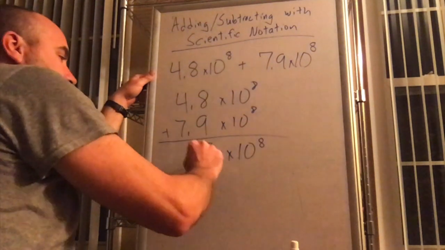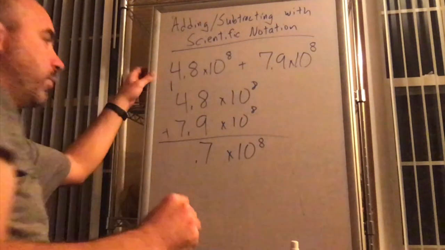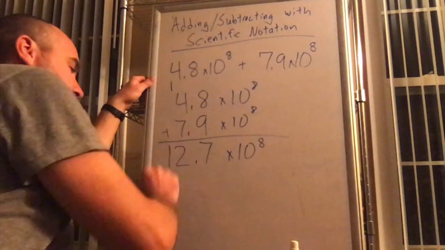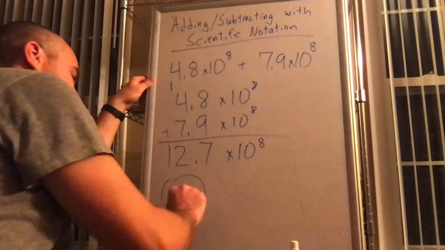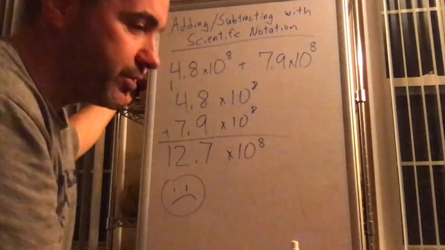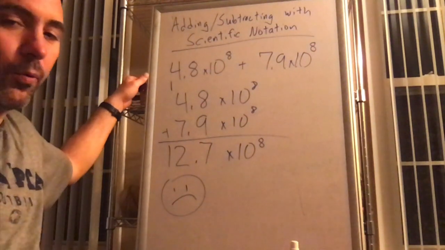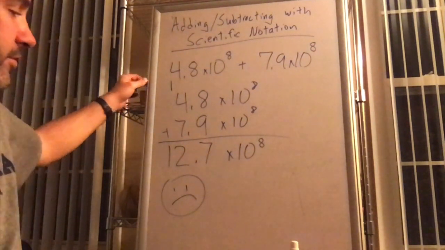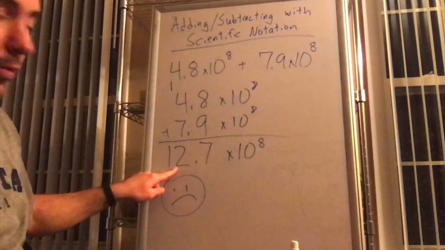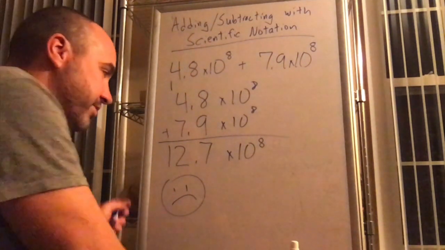8 plus 9 is 17. I'm going to carry this one. 4 plus 7 is 11. I still got that 1, so I got 12. And I'm not happy. All right. And hopefully you're saying right now, you're right. We're all not happy because MEP is sad because 12.7 is not in between 1 and 10. So we got to make 12.7 in between 1 and 10.